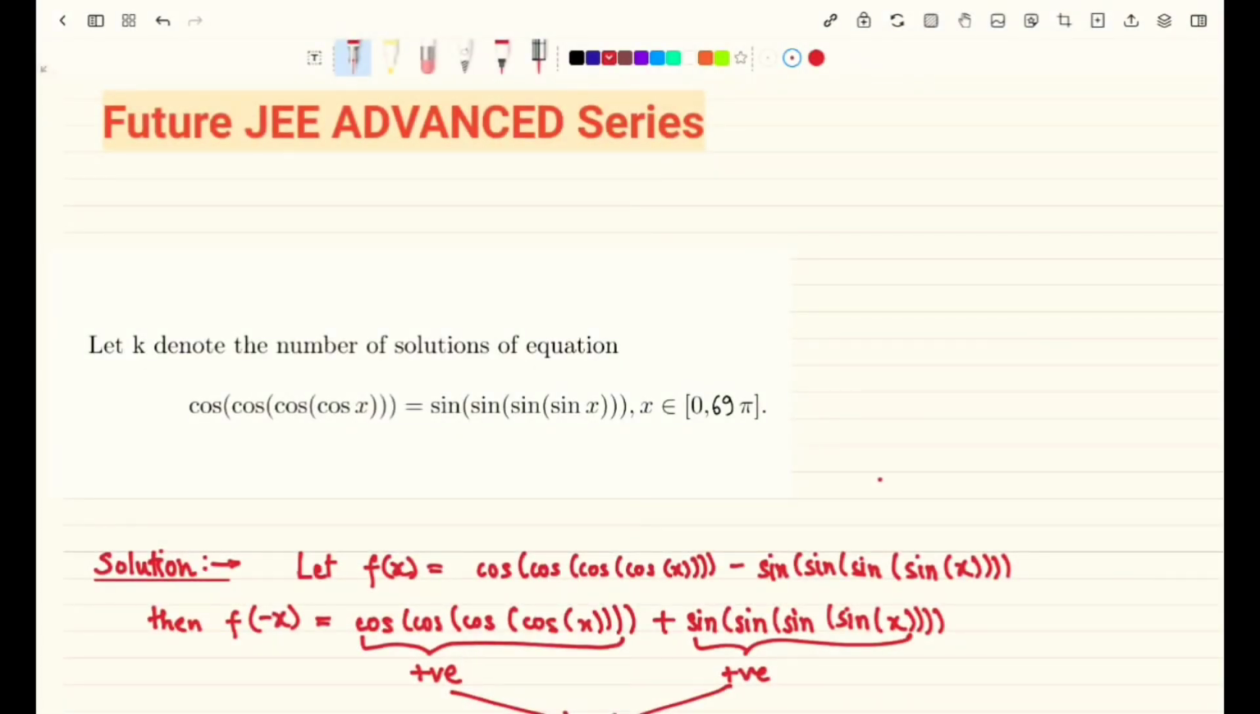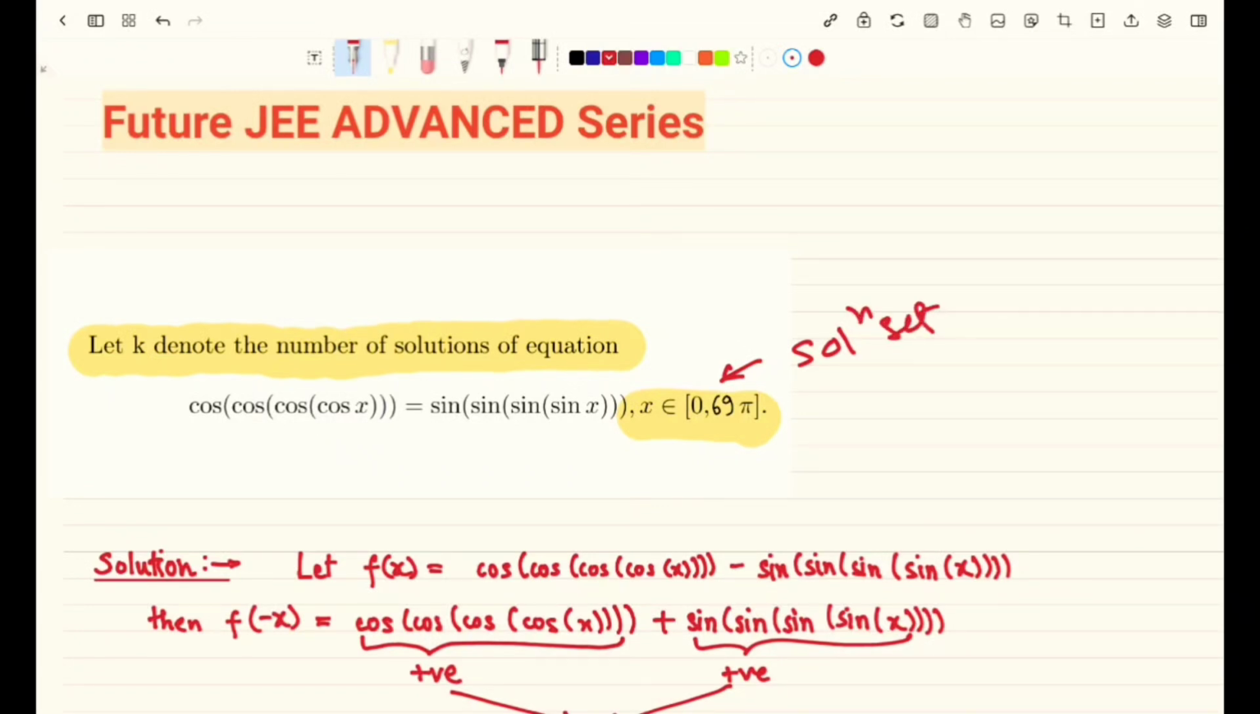So this is the future JEE Advanced question series, and here we discuss various relevant JEE Advanced questions. For today we have the following question: let k denote the number of solutions to the equation cos x = sin(sin x), for x belonging to 0 to 69 pi. So this is the solution set that we have got, and we try to figure it out.